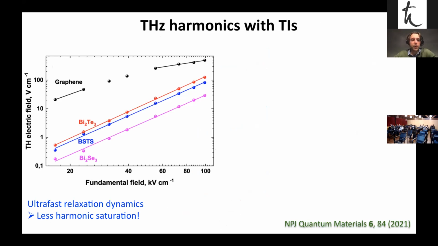So we compare here graphene with our TIs. You see graphene as a function of fundamental field strength, strongly saturating at some point. In fact, it never has a power dependence of power 3, which is what you would expect. It's always a bit lower because it's already saturating even for low field strength. Whereas the TIs are perfectly third order, so no saturation visible. It's still not as high as graphene, but we're working on this. And so this was published very recently.